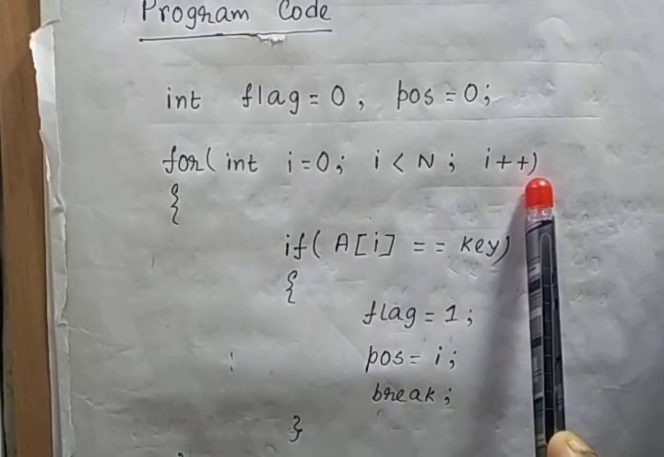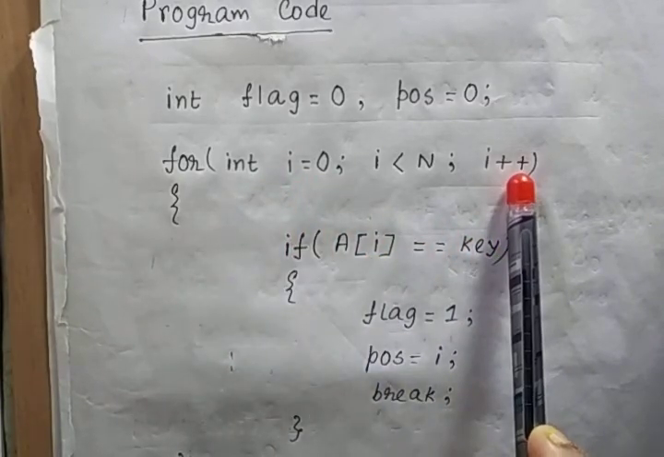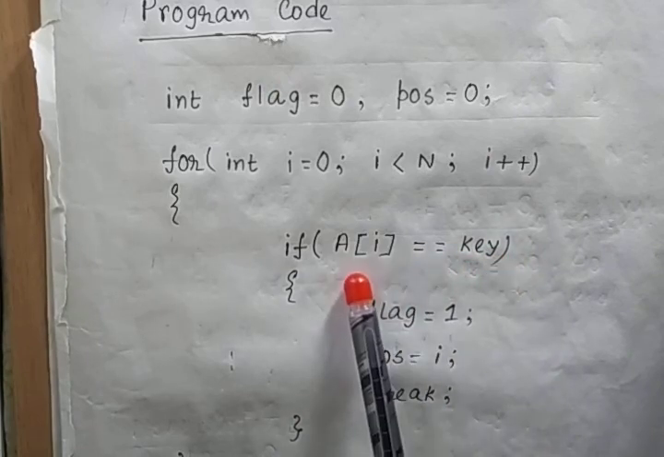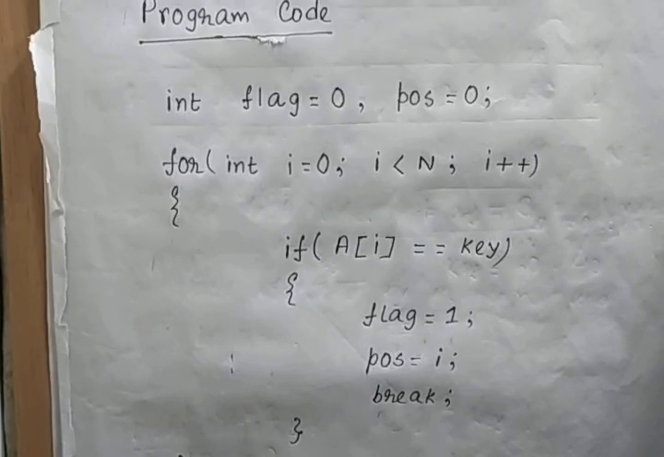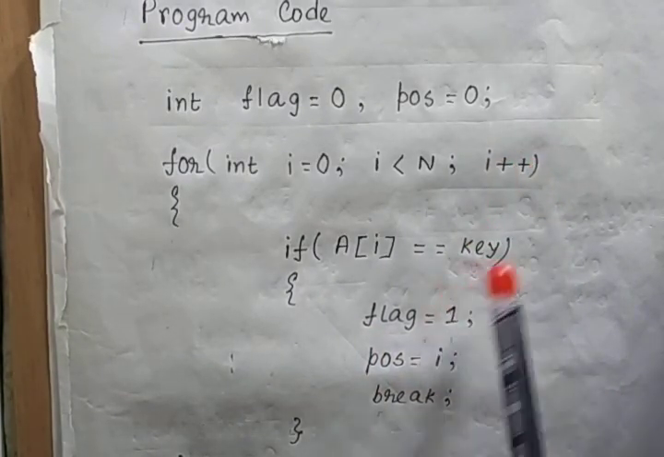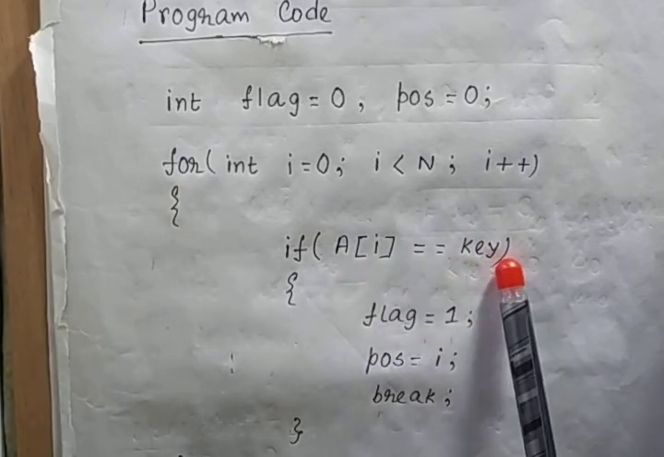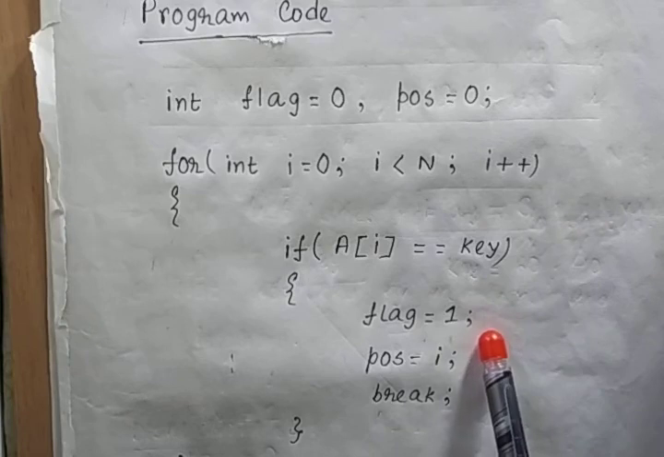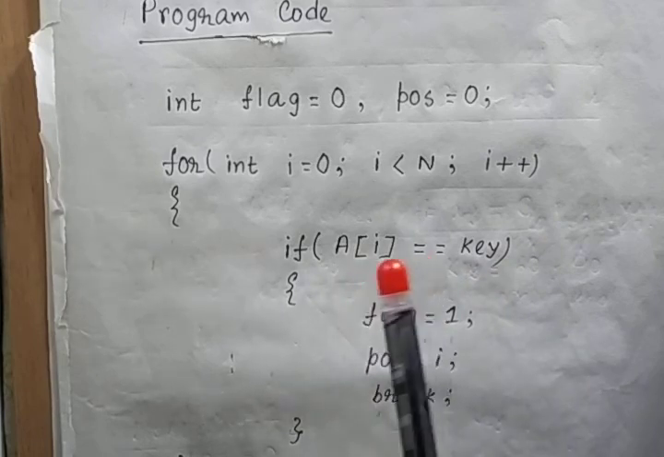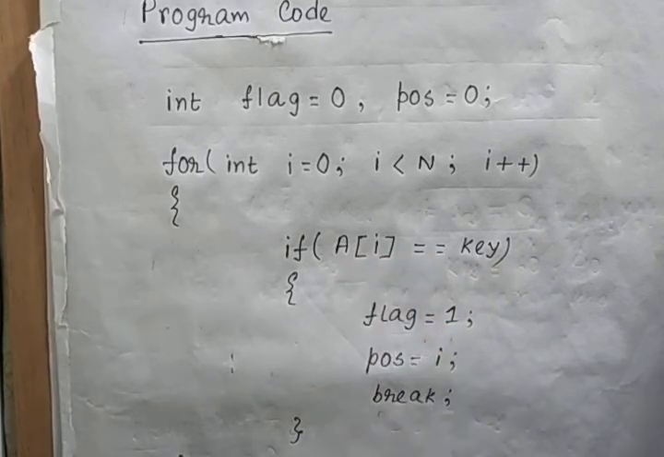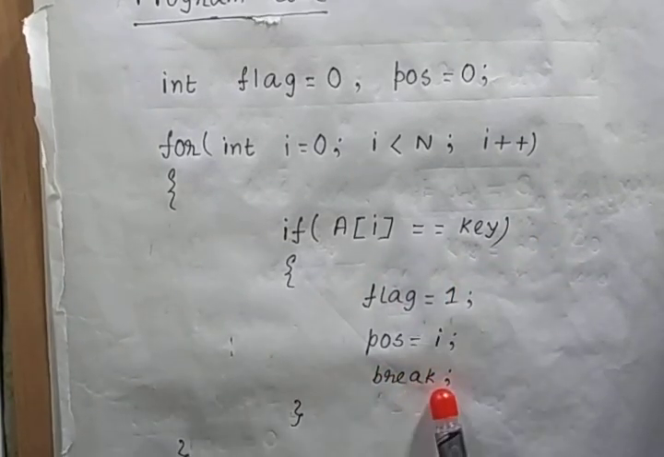If the key element is not found at the first position, then automatically i becomes 1, and the key will be compared with a of 1. If the key is not found at the second position, that is a of 1, then again i will be increased and the key will be compared with a of 2, and so on, right? If a of i is equal to key, then flag becomes 1. Now what will be your position? The position will be i, because the key is found at that particular i position. Once it is found, you don't need to compare the key with the rest of the elements, so that's why I have written break here.